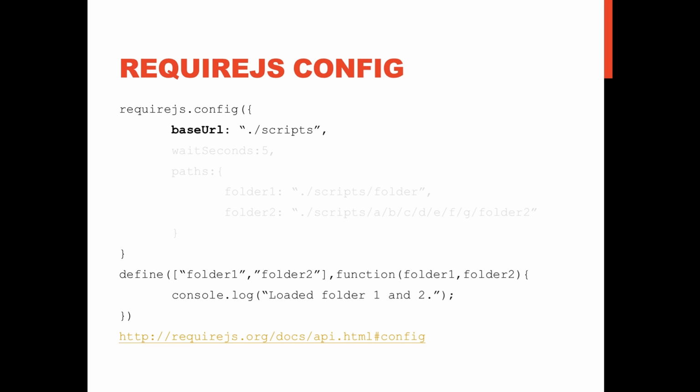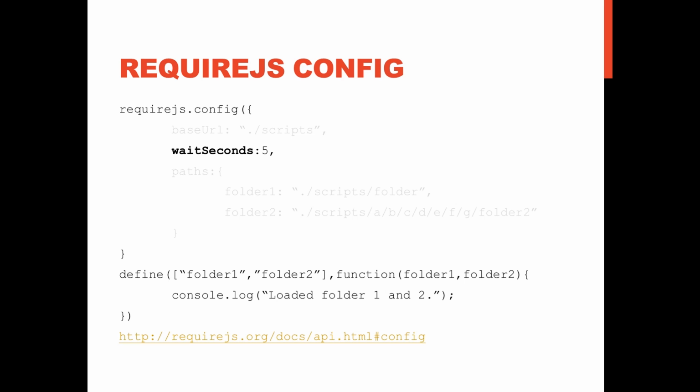The baseUrl parameter can be used to change the RequireJS root directory for loading dependencies. If no baseUrl is explicitly set in the configuration, the default value will be the location of the HTML page. The baseUrl configuration comes in handy if a program's scripts folder were to change locations relative to the HTML file. Rather than having to change every dependency reference, you only have to change the baseUrl.